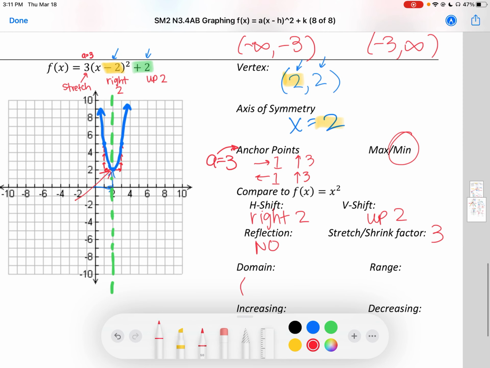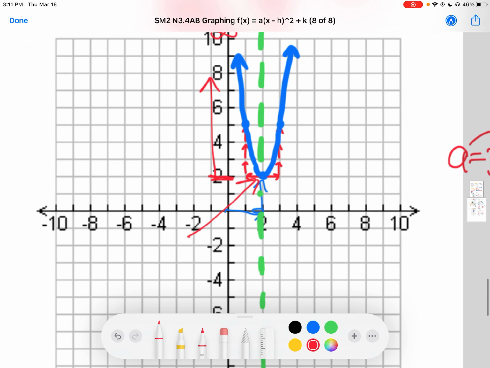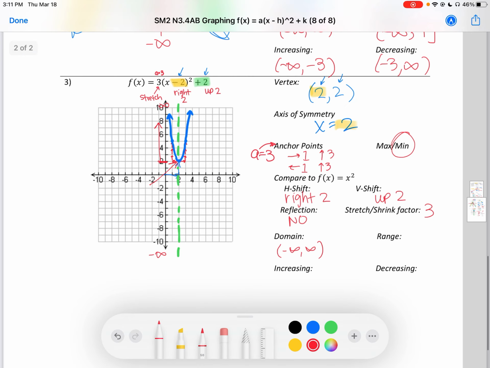Okay, what's our domain? Our domain is negative infinity to infinity. Our range, as we move up the y-axis from negative infinity to infinity, we don't see anything until right here at 2. So it's from 2 all the way up to infinity. That's what our range is. 2 to infinity.